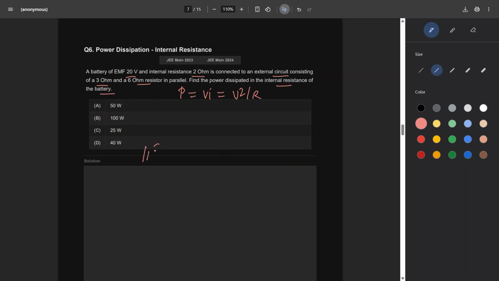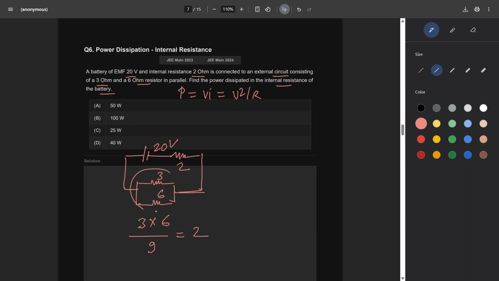So we have 20 volts with 2 ohms, and we have 3 and 6 in parallel. Whenever you see 3 and 6 in parallel, you should remember this. I think it is 2. So this thing is 2, right? This thing is 2. This thing is 2. So 10 volt across this, 10 volt across this.